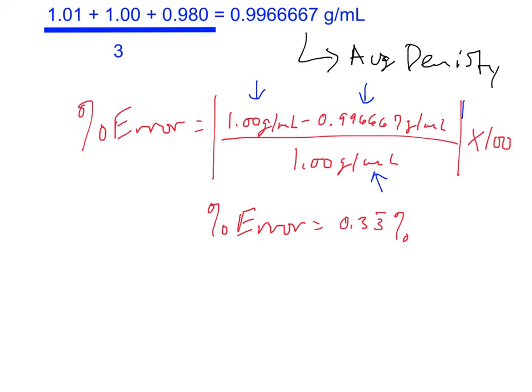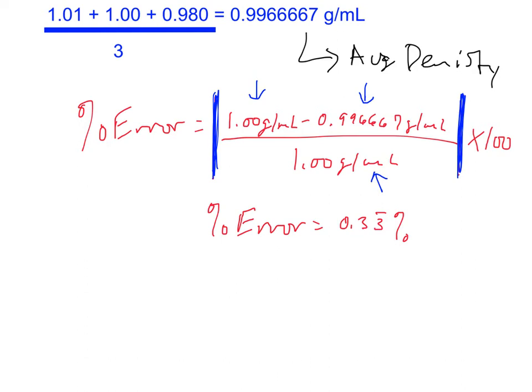You'll also notice that this formula is in between absolute value bars. So it is impossible to get a negative percent error. And the reason for that is because nobody's perfect. We don't live in a perfect world, so you will never have 0% error, and obviously you can't have less than 0% error. You will always have some kind of error in your experiment.